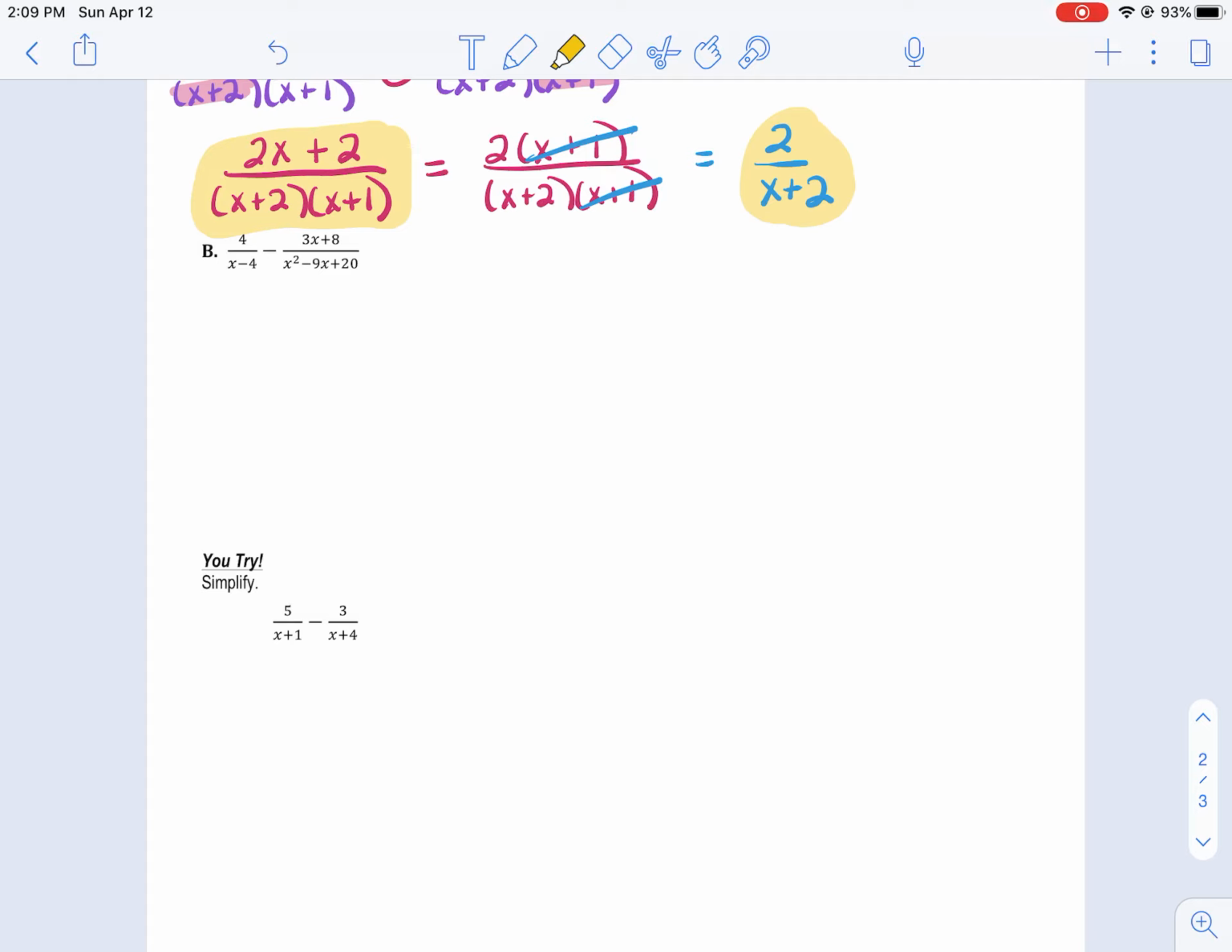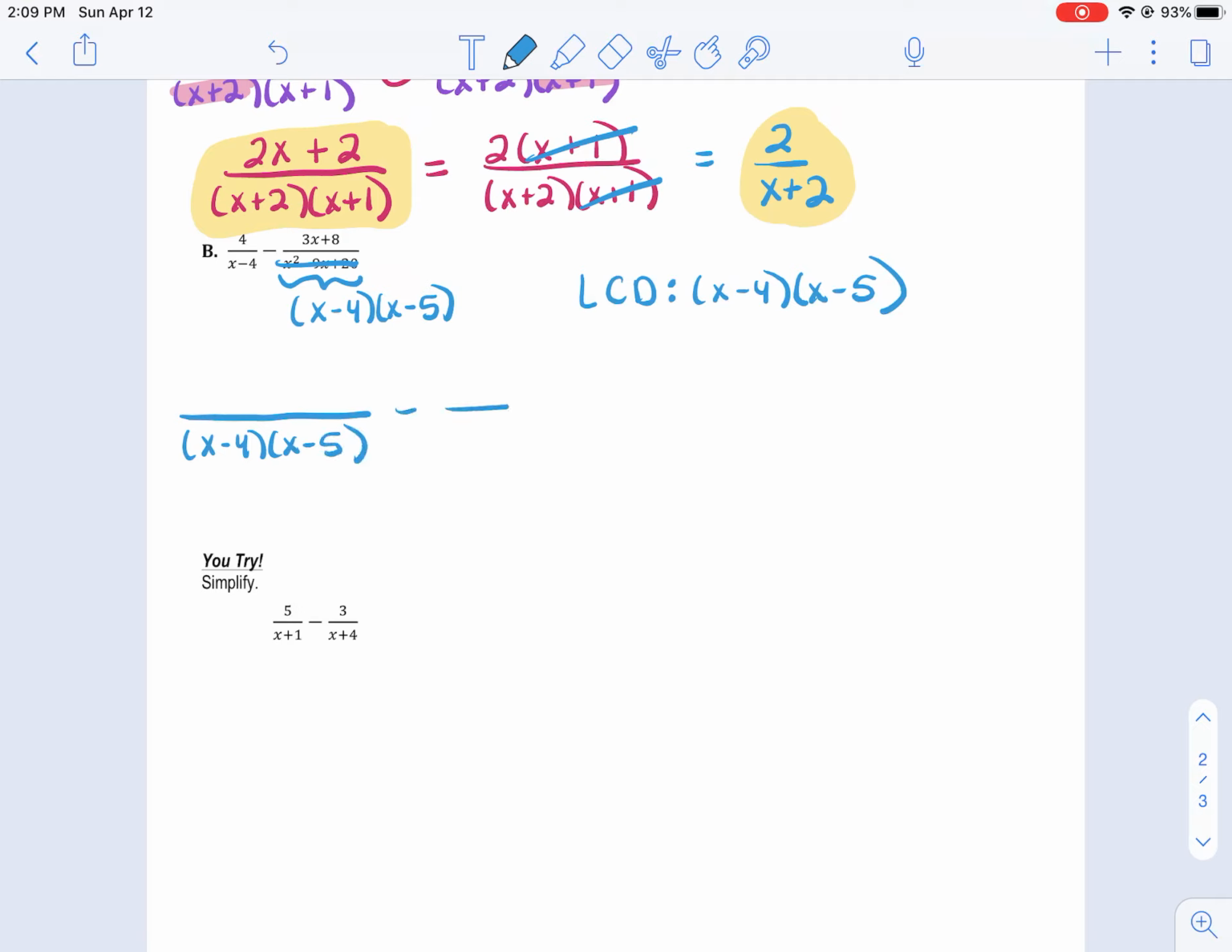All right, one more subtraction one. So notice the first step here is to factor. Two numbers that multiply to positive 20 and add to negative 9 are going to be x minus 4 and x minus 5. And so when we find the LCD, we have a shared factor of x minus 4 and we have a single factor of x minus 5. So any factors that appear once or that are shared. Okay, so we're going to rewrite each fraction with that denominator, x minus 4 times x minus 5.